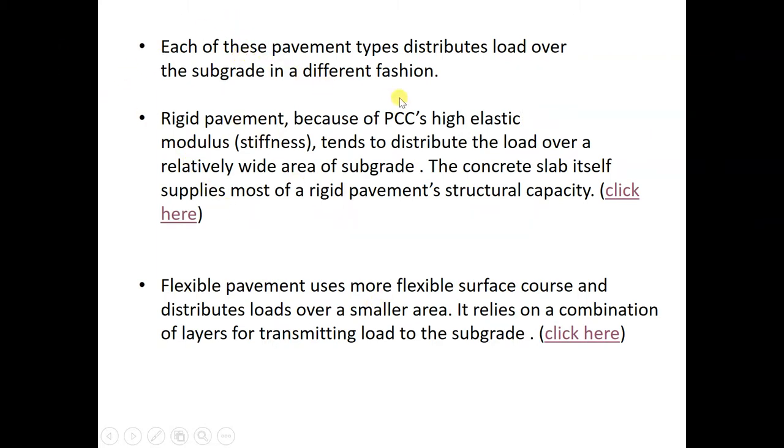Each of these pavement types distributes loads over the subgrade in a different fashion. The rigid pavement, because of its high elastic modulus, tends to distribute load over a relatively wide area of subgrade. So the concrete slab itself supplies most of the rigid pavement structure capacity.